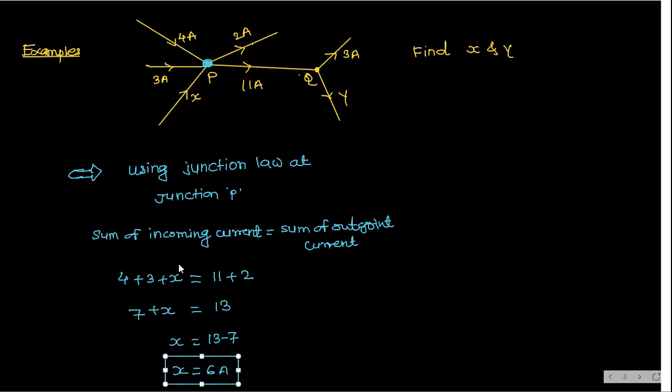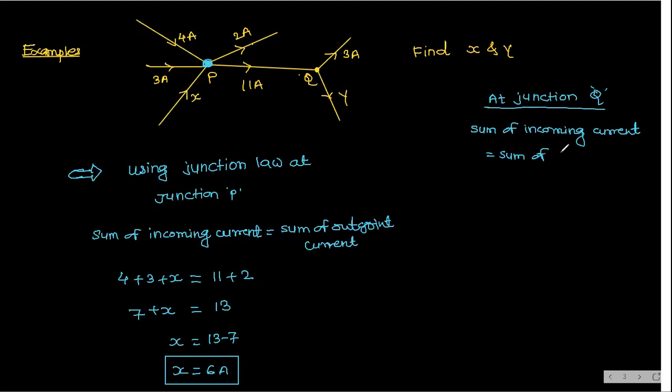Now we have the x value, but at junction Q we don't need this x value. So let's go to the other junction, that is junction Q. Simply, I am writing now, at junction Q, sum of incoming current is equal to sum of outgoing current.